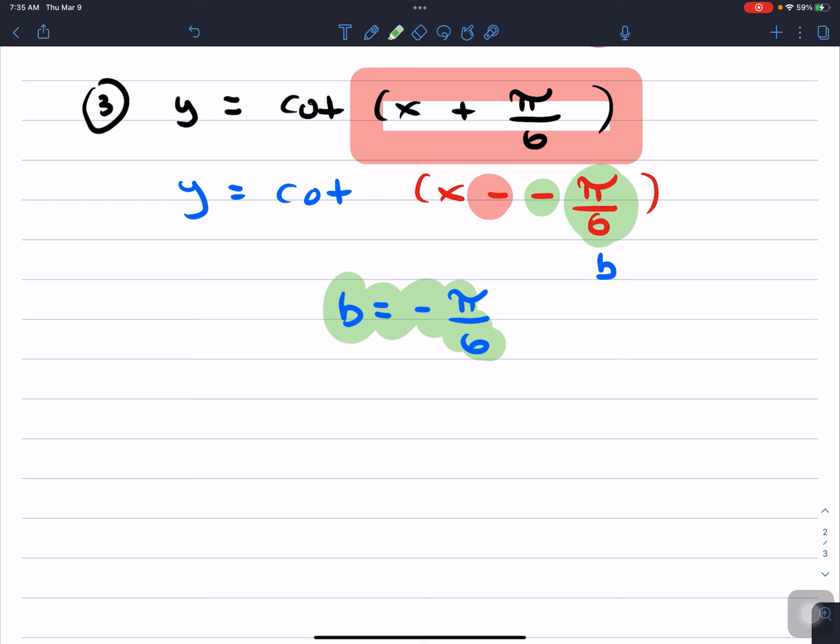What kind of shifting is it? Right or left? Left. Good job. It's a left shift. Why? How do we know it's left? It's negative.